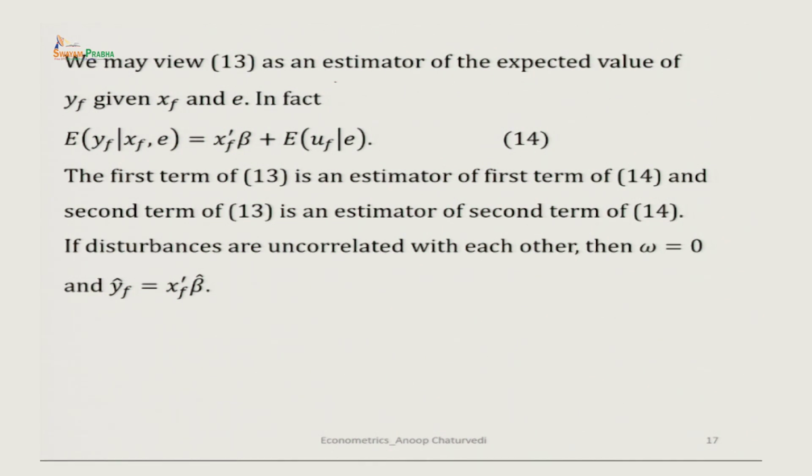So, we may view 13 as an estimator of the expected value of yf given xf and E. So, in fact, expectation of yf given xf E is equal to xf transpose beta plus expectation of uf given E. So, the first term of 13 is an estimator of the first term of 14. And the second term of 13 is an estimator of the second term of 14, expectation of uf given E. And then if the disturbances are uncorrelated with each other, then omega is equal to 0 and y hat f is equal to xf transpose beta hat.